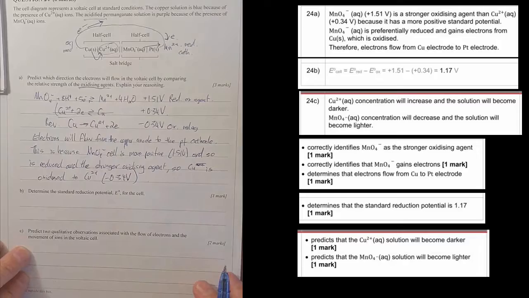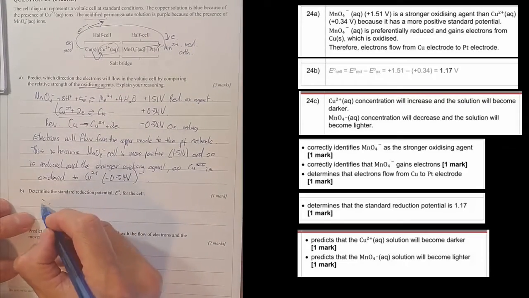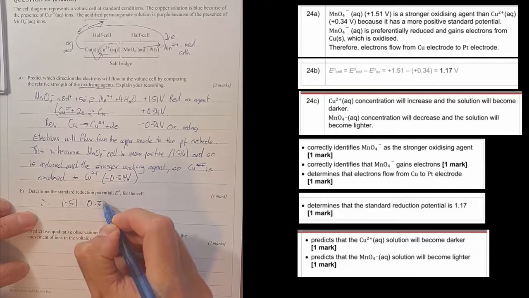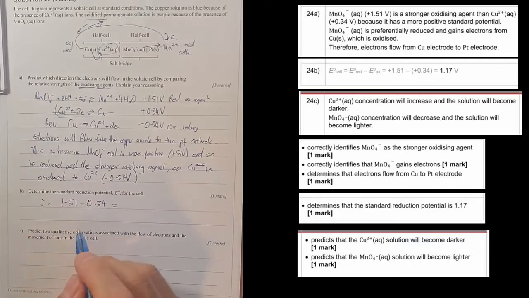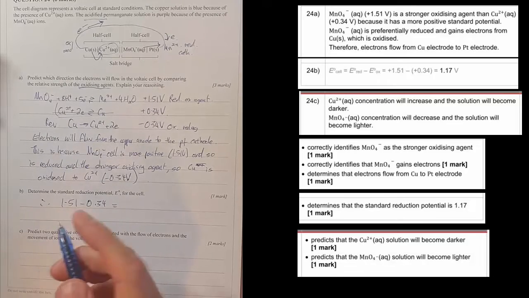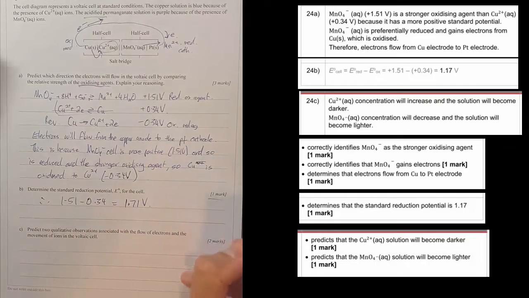All right, determine the standard reduction potential of the E°. So therefore it is 1.51 minus 0.34. Don't really trust myself to do that, I'm going to use a calculator, I'm sorry. 1.51 minus 0.34, we get 1.71 volts. It's only worth 1 mark, so it'll just be the answer. So just move on with that.